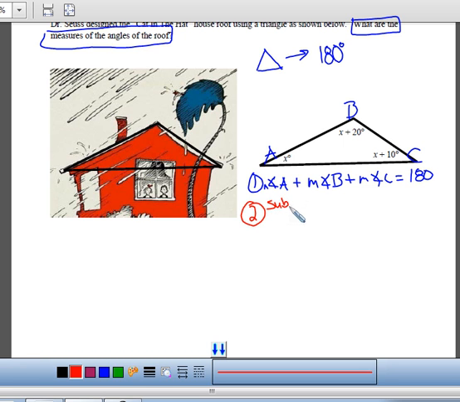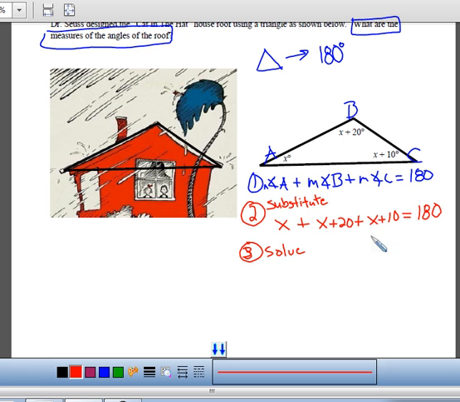Alright, so step 2 is to substitute and make our equation. Substitute. And I probably spelled it wrong, but whatever. So angle A is x, angle B is x plus 20, and angle C is x plus 10. And that's going to equal 180 degrees.